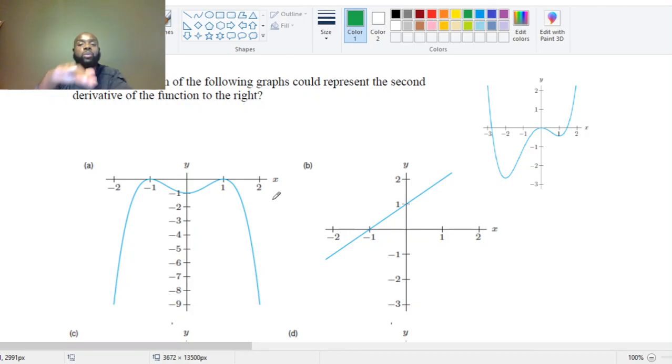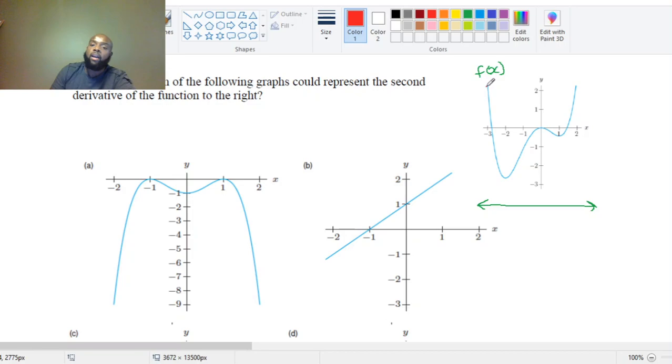What I'm going to try to do is use the graph on my paper and figure out what my answer is. I'm going to try to draw the graph without looking at any of these graphs here, right? If this is f of x and we want to graph the second derivative, we have to look at where the function is concave up, concave down, and neither.